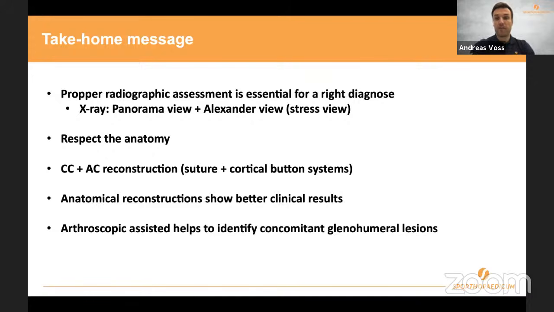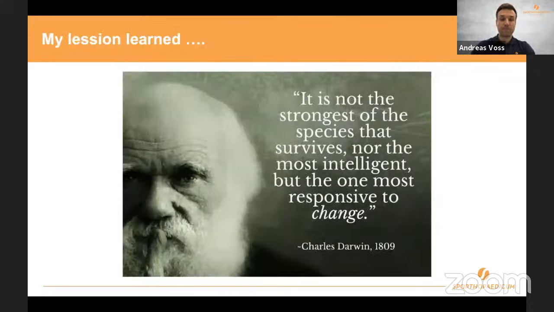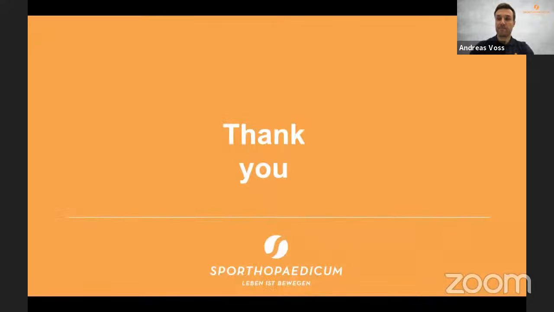So at this point, I'd like to finish my presentation, and hopefully there are no questions remaining after the presentation regarding AC joint dislocations. So my lesson learned is: it is not the strongest of the species that survives, nor the most intelligent, but the ones most responsive to change. So hopefully I had the possibility to give you some thoughts about the AC joint, and maybe someone will change his practice. Thank you.